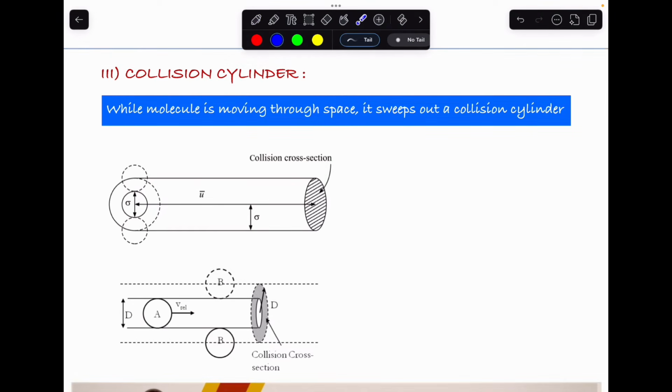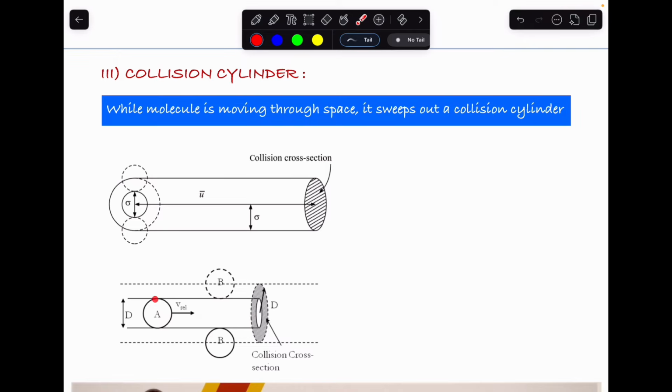So the third collision parameter is a collision cylinder. What is the exact meaning of a collision cylinder? Whenever the gas molecule is moving through space, it sweeps out a collision cylinder. Let us understand the exact meaning of this collision cylinder.